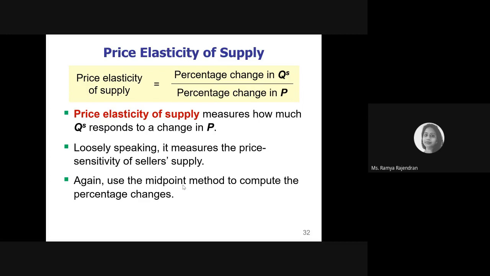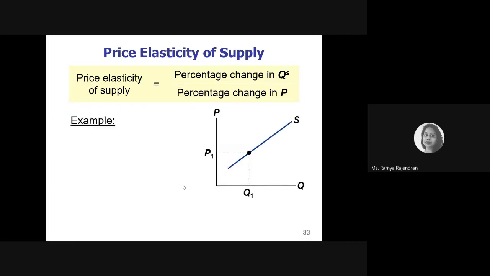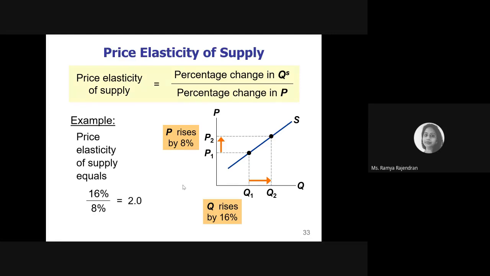We will not be using the start point and the end point, we will be using the midpoint method. So let's directly get into the examples and computation. If the price is increasing by 8% and the quantity is increasing by 16%, the price elasticity is 2 because it is 16% divided by 8%. It's very simple: the percentage change in the quantity supplied divided by the percentage change in the price. Here you see the curve is S. It's a supply curve, not a demand curve. A demand curve will always slope downward, right?